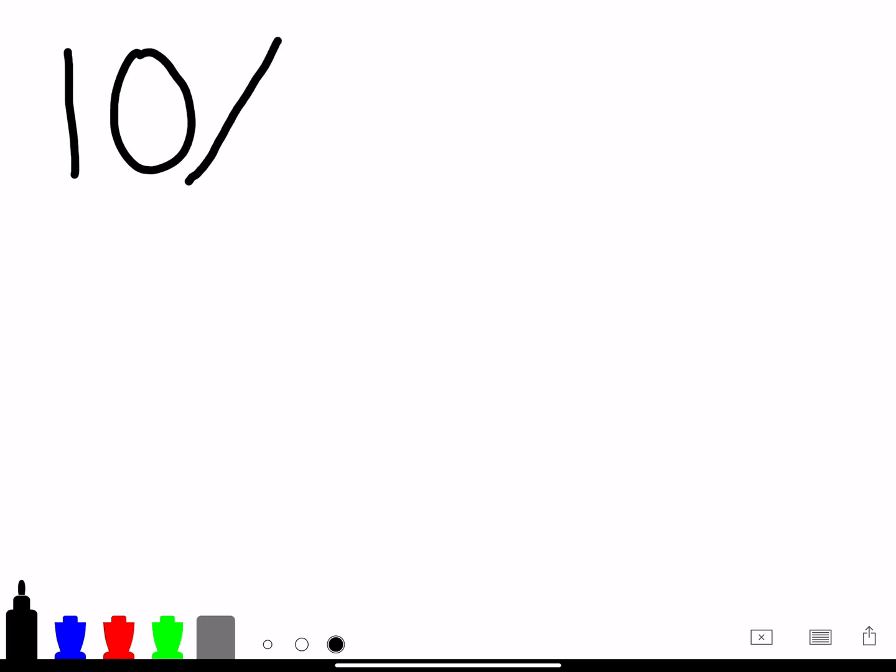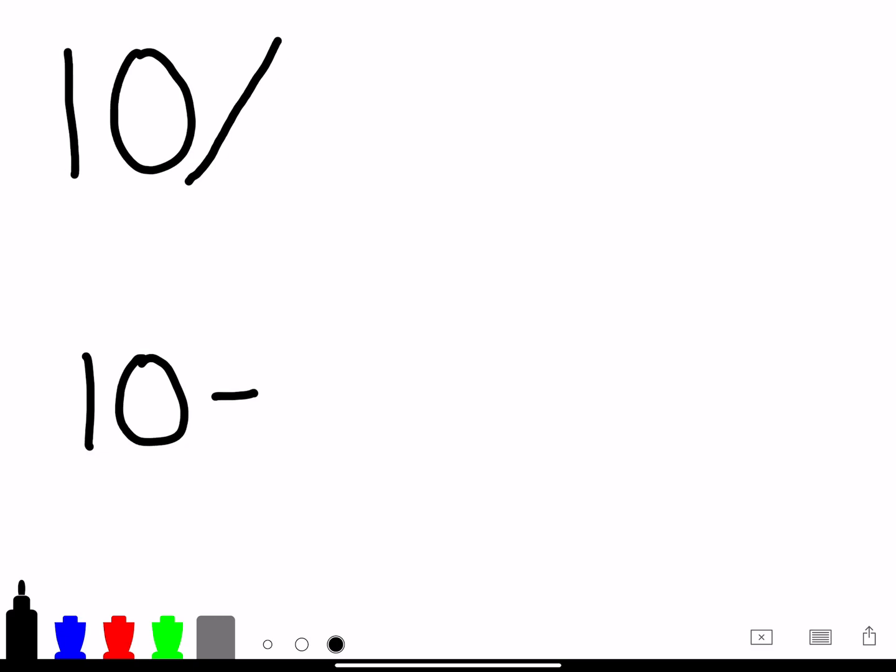Now, I counted 10 fingers, so what I like to do is begin the written number form of the day by writing the number 10. Now, some people put slashes on the date. Some people put dashes. Either way, it's totally fine.